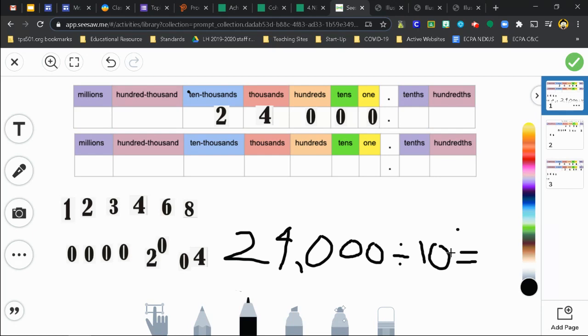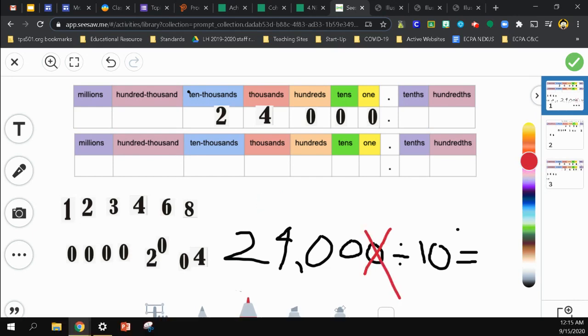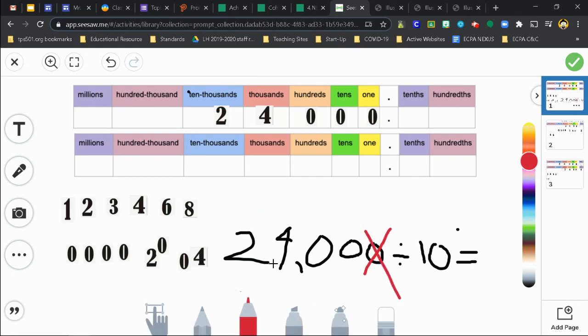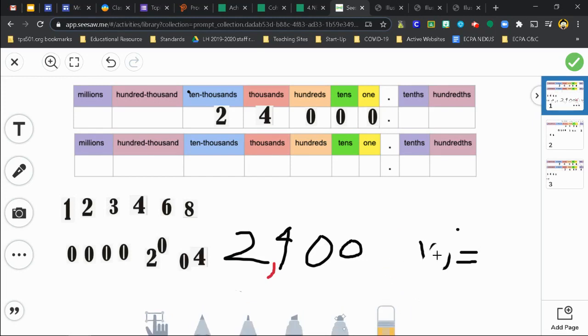I know you're very clever and you're thinking, hey, I know 24,000 divided by 10. All I got to do is come in here with my super red pen and cross out this zero. And then my new answer is 2,400. Okay. And you know, you're not wrong. That is very successful in helping you in some cases, but not in all of them.